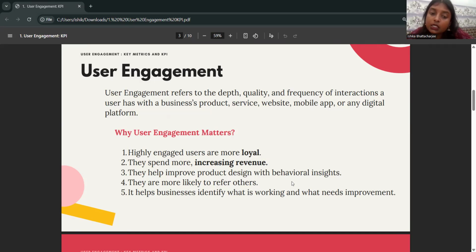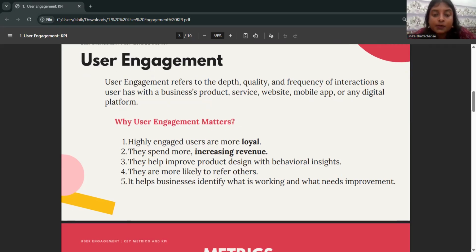Now they are more likely to refer others. If they like your platform because they are so engaged, some of their peers might see that she's spending so much time on Instagram, and think, I should try it also, and maybe the person would refer Instagram. So it actually grows your business, right?